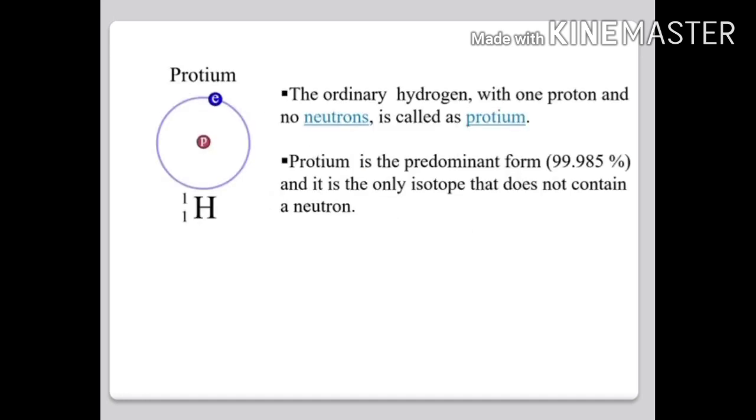First one is protium, that is ordinary hydrogen with one proton and no neutron. That means atomic number 1, mass number 1, containing one proton and no neutrons. Normally, protium is the predominant form, that means 99.985%, and it is the only isotope that does not contain a neutron.